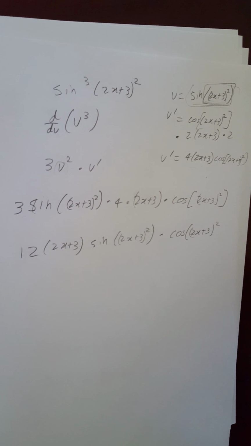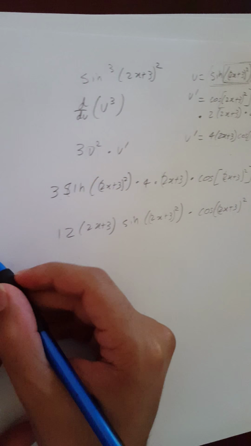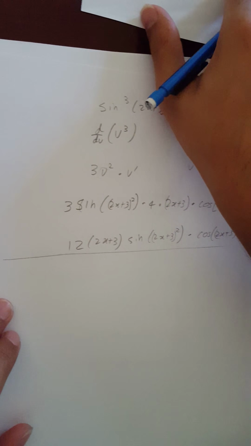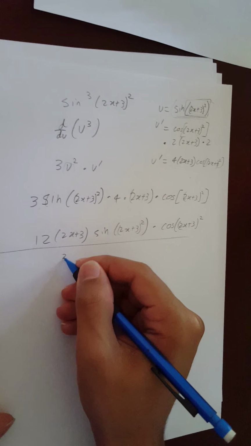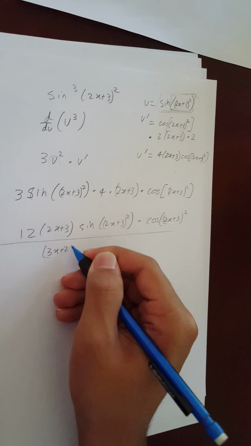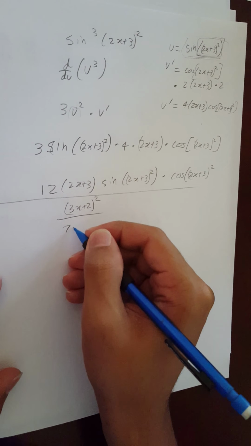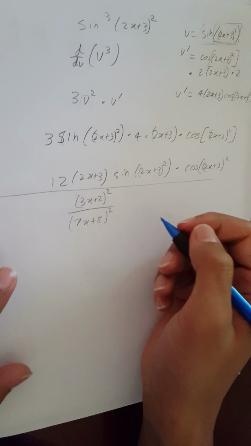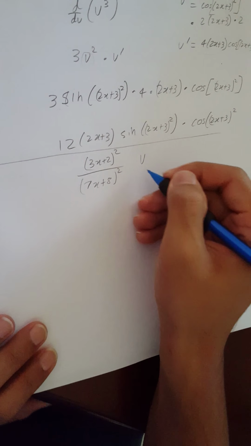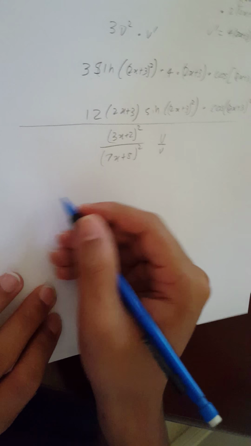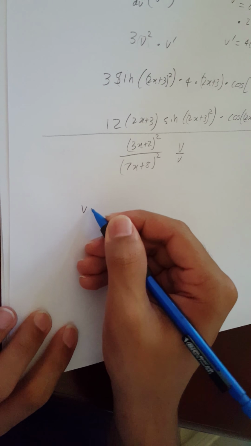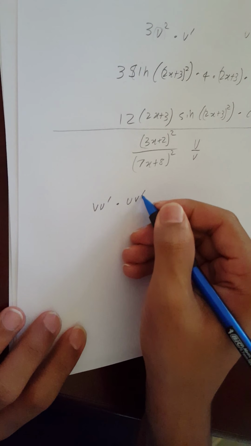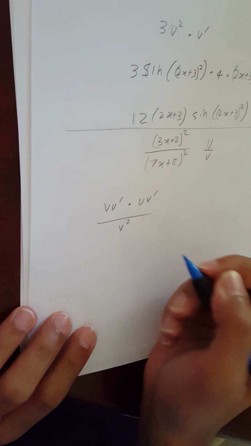And we'll do one last problem. This one is a little bit longer. We'll use the quotient rule for this one. It'll be (3x plus 2) squared divided by (7x plus 8) squared. So let's make this u and let's make this v. So it'll be v times u prime minus u times v prime, divided by v squared.